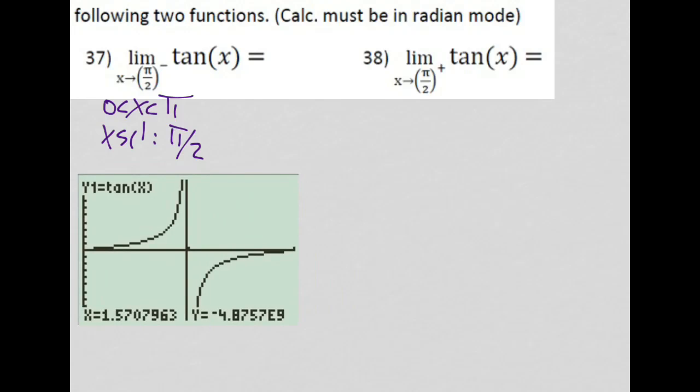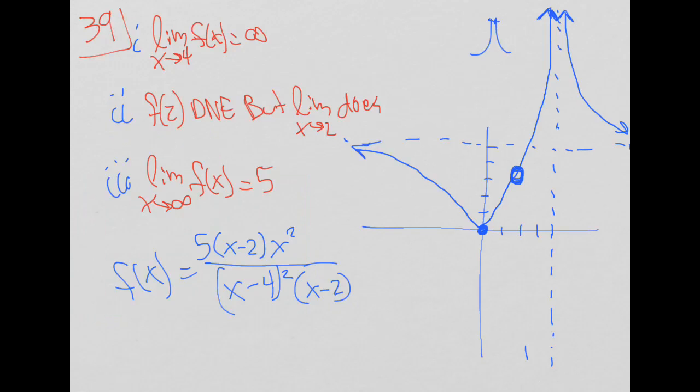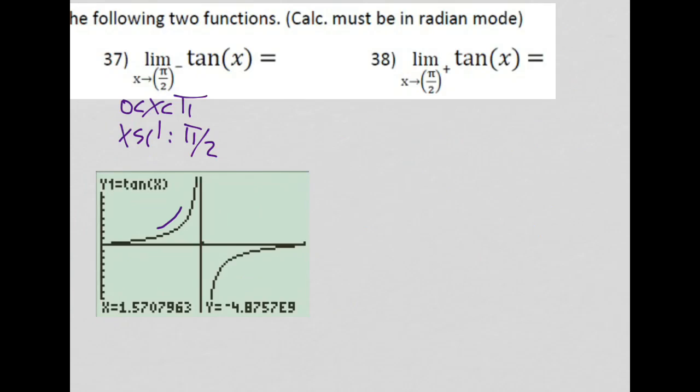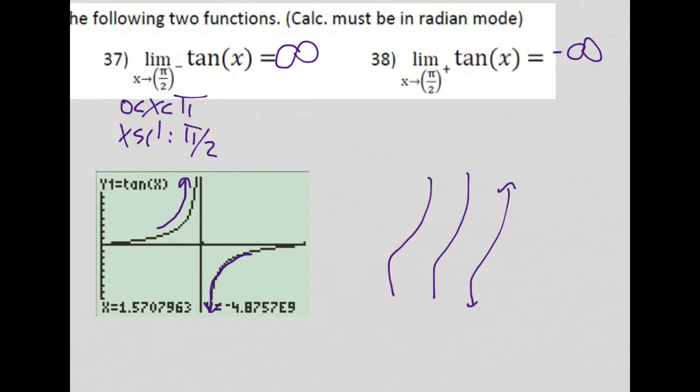But notice as we approach this from the left, my graph is going up to positive infinity. So I get positive infinity there. And as I approach it from the right, my graph goes down to negative infinity. Now, I know this kind of looks like a 1 over x graph, but it's totally not. So please don't confuse yourself with that. Tangent of x is going to look like that. It's kind of like the weird dancing graph that gets all floopy.